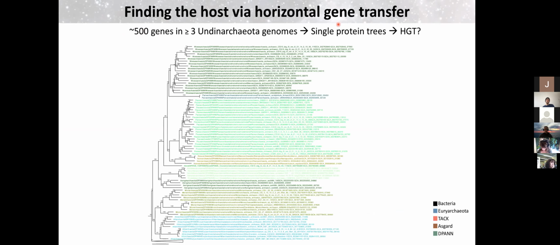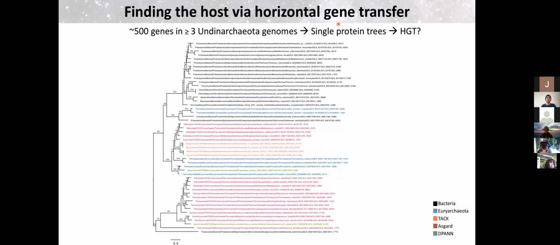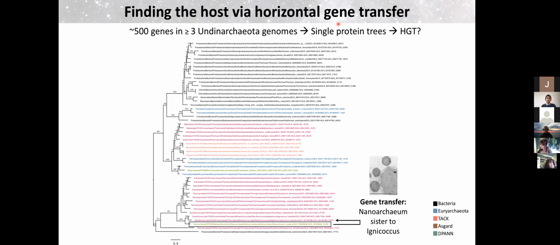And for NIOZ, we have many trees like this, where NIOZ is sister to some other DPANN archaea, so the, let's call it phylogenetic signal, is the strongest. That's something we would expect. But if we look at enough trees, we hope to see something like this. Here we can see that NIOZ is falling right inside the crane archaea again, and exactly sister to its host ichneumococcus. So that's a very strong signal for gene transfer.